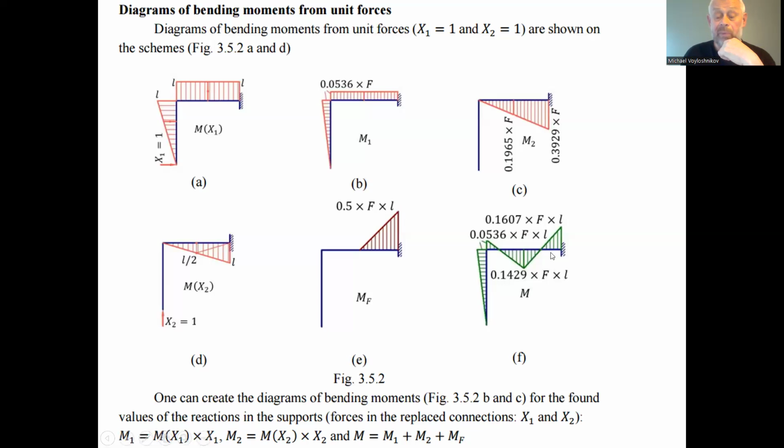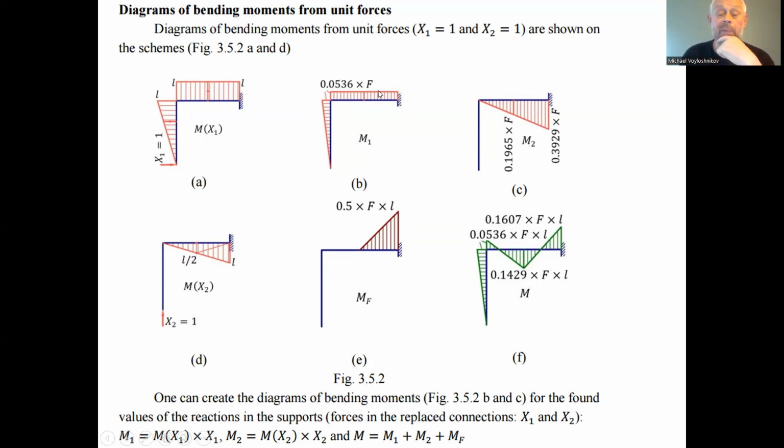and when we consider together for the right one, point A, in the sign system, bending moment is the total of this magnitude 0.5 multiplied by F multiplied by L. This magnitude is 0.0536 multiplied by F, and this magnitude, which is 0.3929 multiplied by F. So considering this all together, yes, we have the bending moment diagram magnitude equal to 0.1607 multiplied by F multiplied by L.